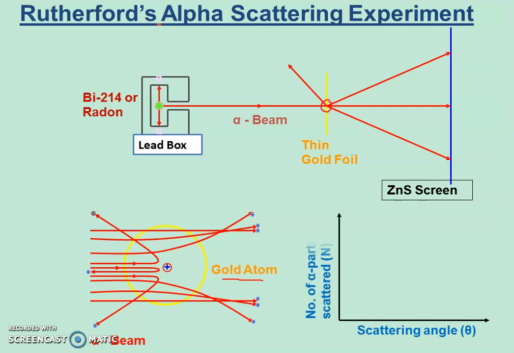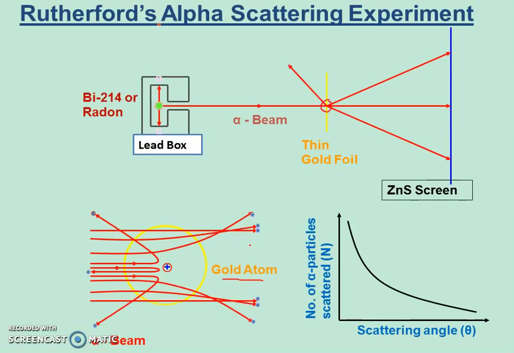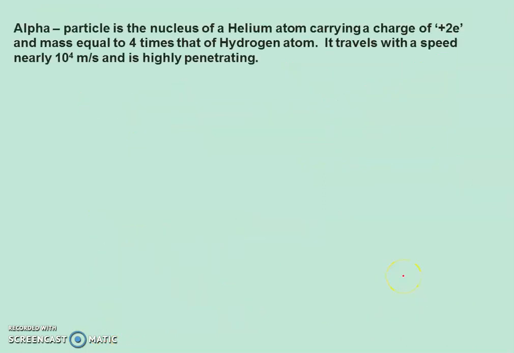If we draw a graph between the number of alpha particles scattered and the angle of scattering, we get a graph like this, right? From this you can observe that most of the alpha particles are deflected by a small angle, whereas very few particles are scattered by a big angle of 180 degrees, right? So we are going further.